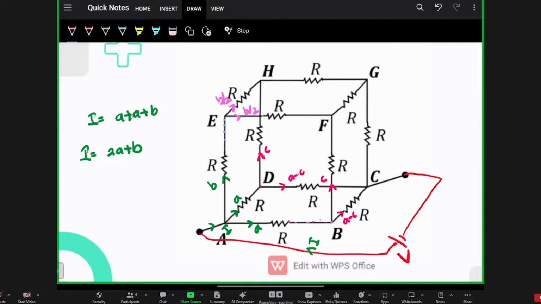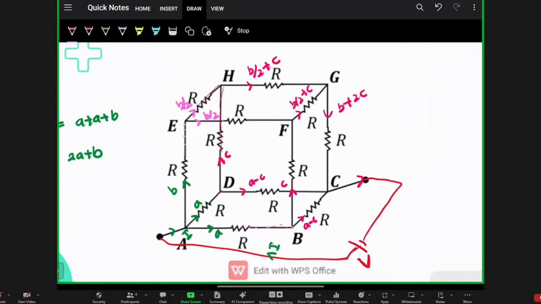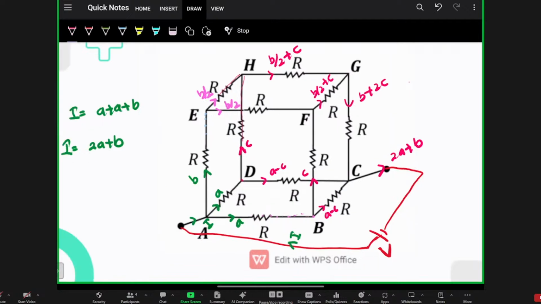B by 2 current is coming here, and C current is also reaching here. So in this branch, the total current will be B by 2 plus C. And here, C current and B by 2, so here will again be B by 2 plus C. So B by 2 plus C plus B by 2 plus C, it will be B plus 2C current coming through this branch. Okay, it's clear. So how much will the total current be? B plus 2C, which will be 2A plus B. So the total current entering is 2A plus B, and leaving is also 2A plus B.